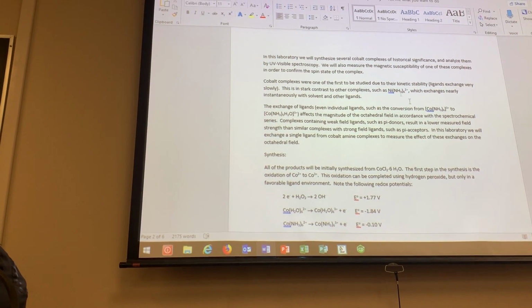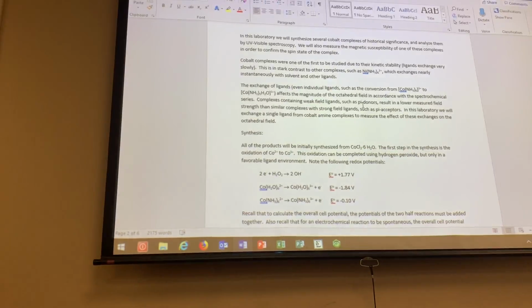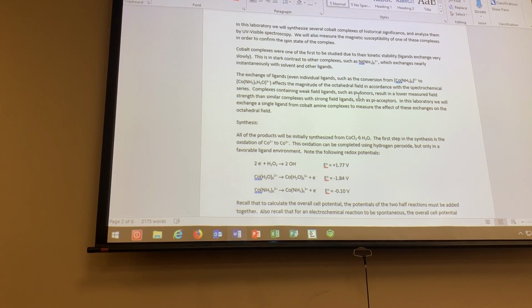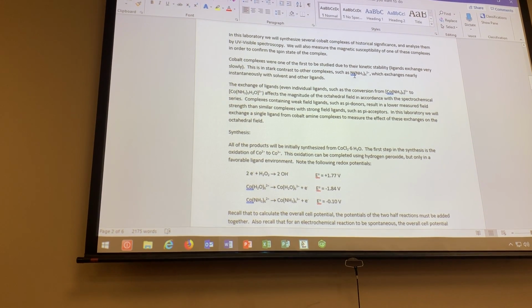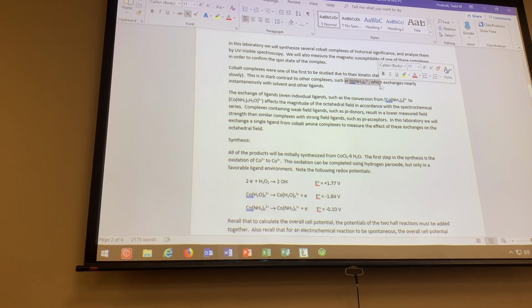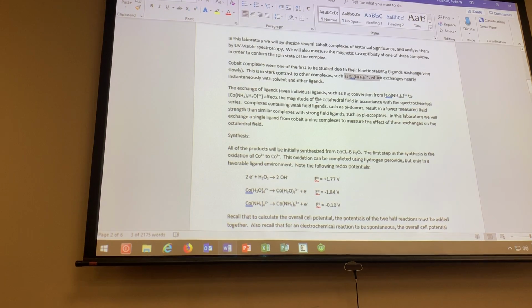So let's talk about the chemistry of these things. I've already talked about all this, right? This is talking about how we're going to measure UV-Vis data to get the delta naught. This sentence right here talks about how we can make this and how we can basically do ligand substitution chemistry on it.